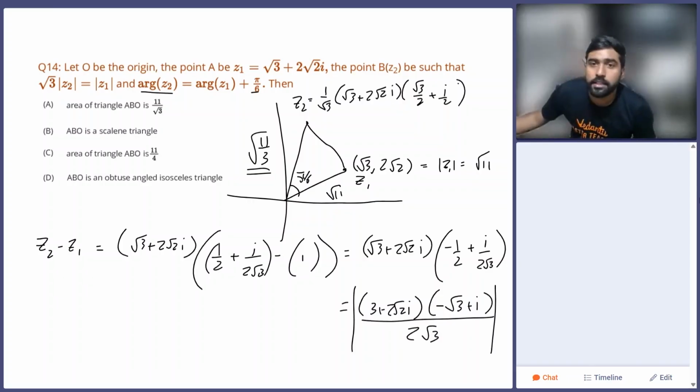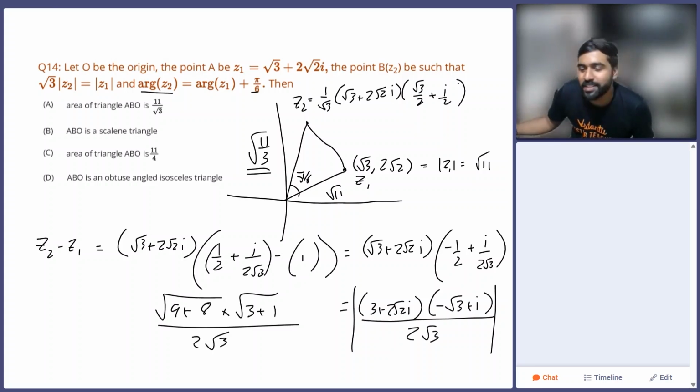So yes, let's get the modulus part for this: 3 plus 2 root 2 iota, minus root 3 plus iota upon 2 root 3 over here. We'll directly use the modulus property itself. I can say that this is equal to root of 9 plus 8 multiplied by root of 3 plus 1 part over here, divided by 2 root 3, is the direct expression that you're going to get at this point. Sorry, this is root 3 plus 2 root 2 iota, right? Yeah. So that's root of 3 plus 1 divided by this. I can cancel the two of them out. And what do I have over here? I have root 11 by root 3 over here.